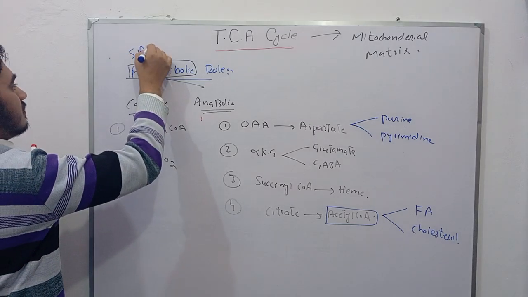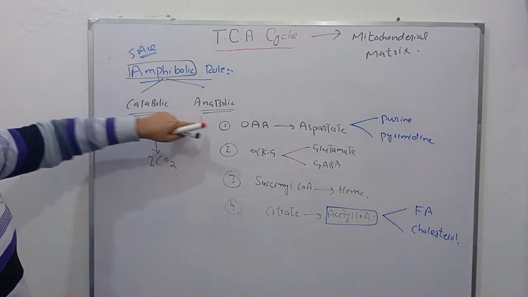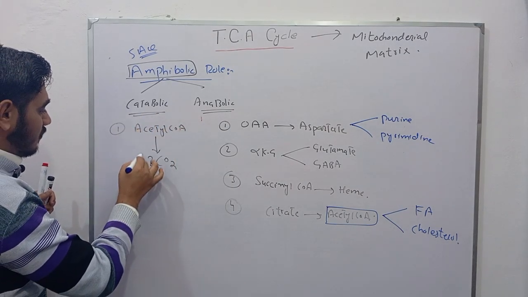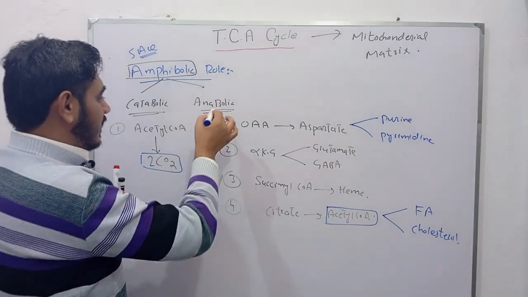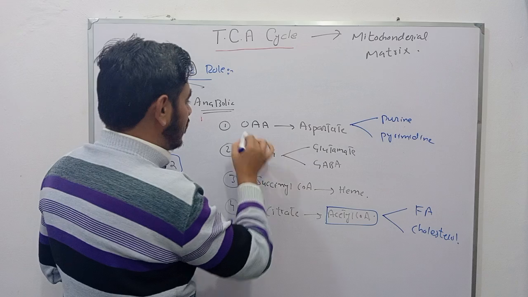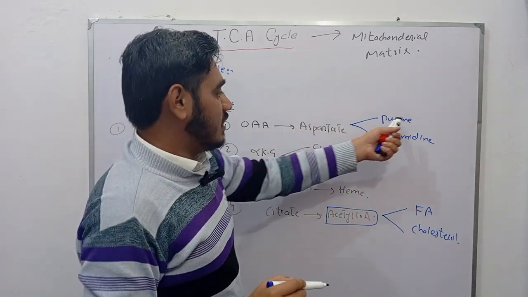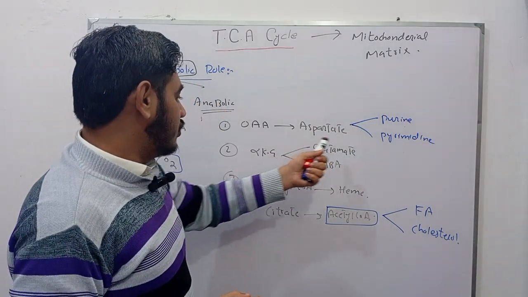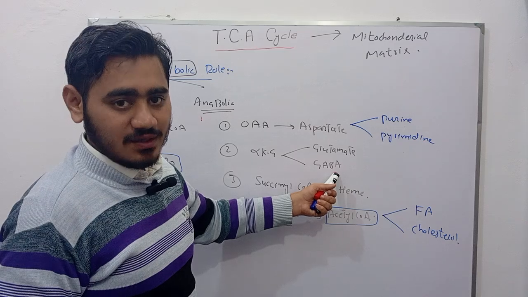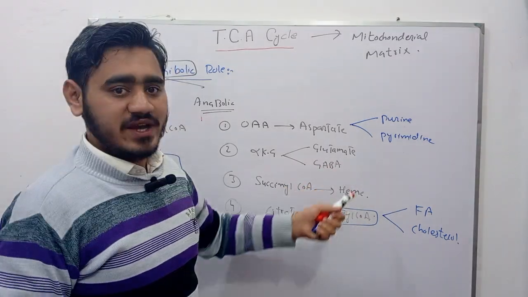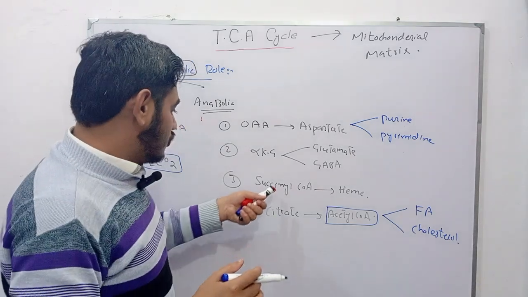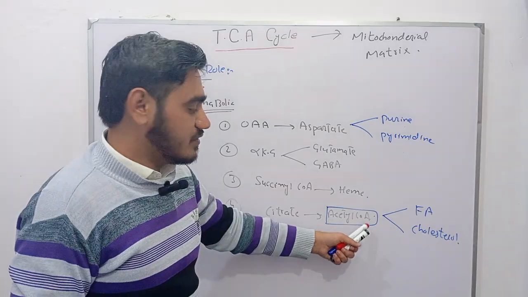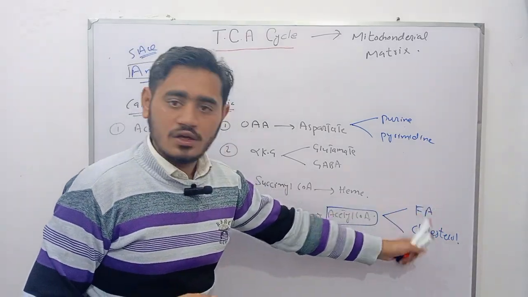It is a short answer question. Amphibolic means catabolic as well as anabolic. Catabolic role is the conversion of acetyl CoA and formation of two molecules of carbon dioxide. And anabolic role includes the conversion of oxaloacetic acid to aspartate. Aspartate is very important in synthesis of purine and pyrimidine. And alpha ketoglutarate conversion into glutamate and GABA. GABA is an inhibitory neurotransmitter, and the full form of GABA is gamma aminobutyric acid. Succinyl CoA converts into heme, and citrate converts into acetyl CoA, which is very important in the synthesis of fatty acid and cholesterol.